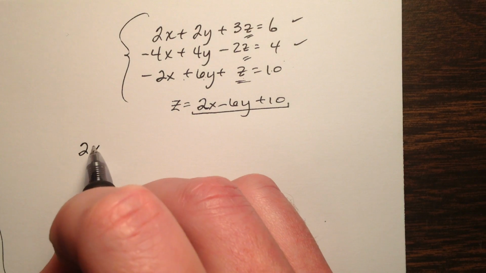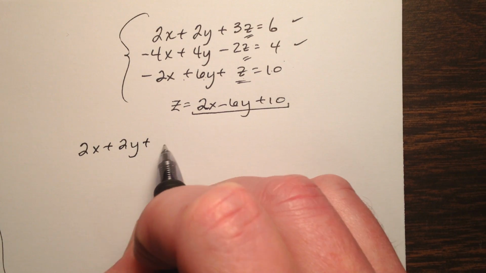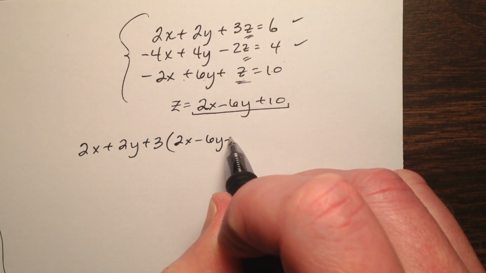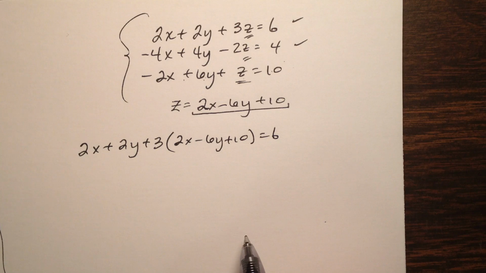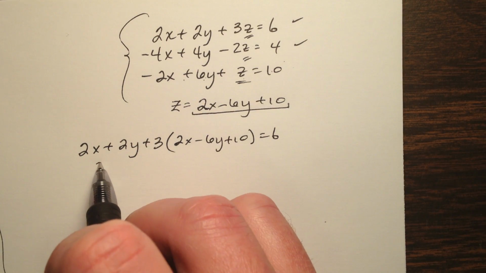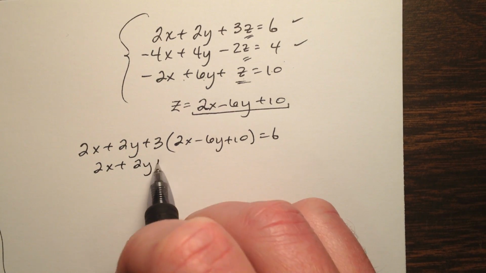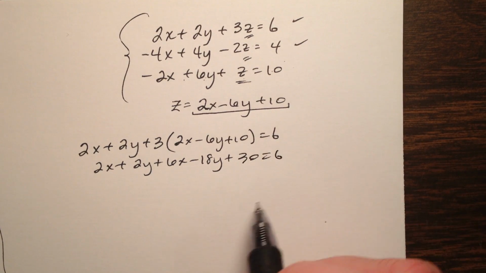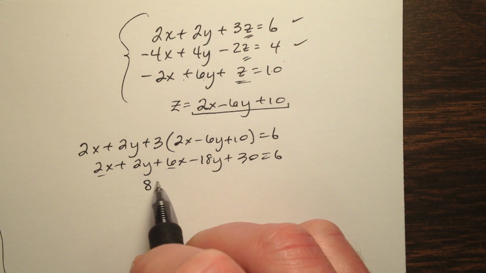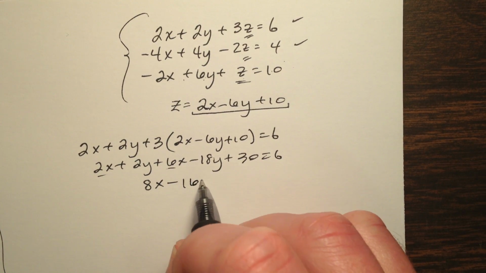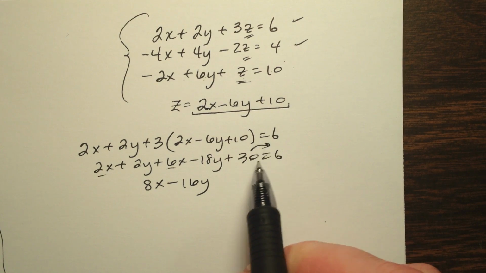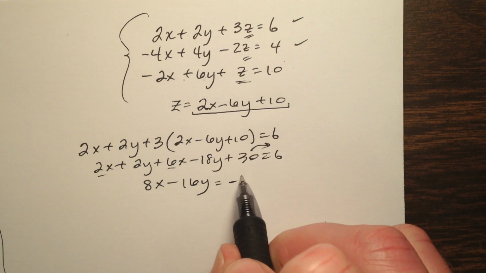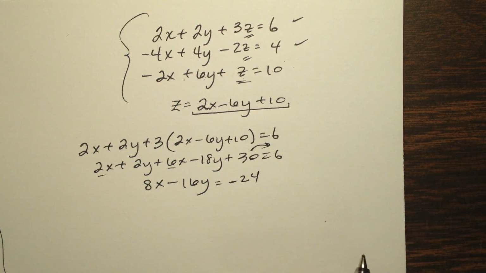So 2x plus 2y plus 3z, but z is going to be this, equals 6. Okay, let's just run through and simplify this really quick. Okay, so my x's are 8x, my y's are negative 16y, and this 30 will be dumped to the right side as a negative 30, so 6 minus 30 is negative 24.